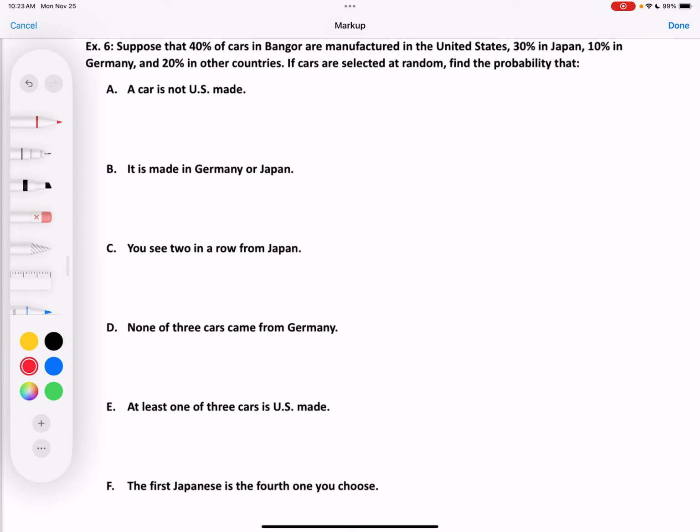Suppose that 40% of cars in Bangor are manufactured in the United States, 30% in Japan, 10% in Germany, and 20% in other countries. If cars are selected at random, find the probability that a car is not U.S. made.